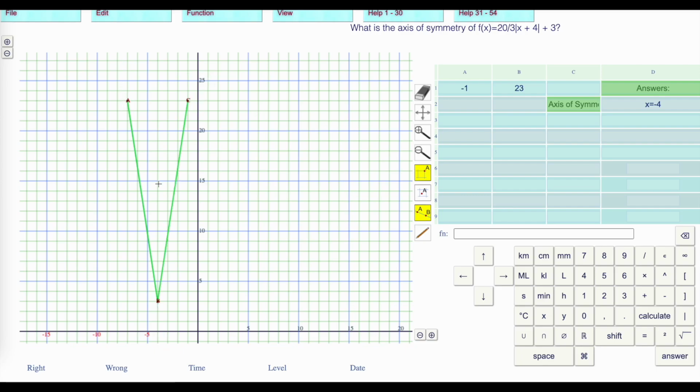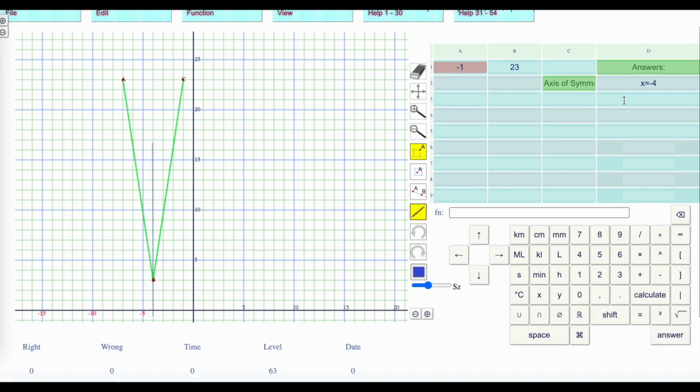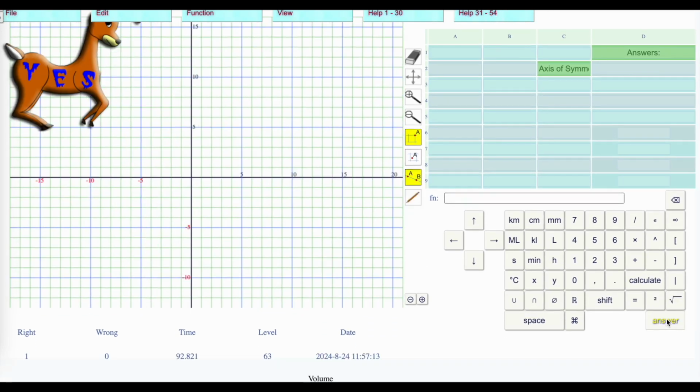And they want to know the axis of symmetry. Well, the axis of symmetry is here, right? This is the axis of symmetry. It's this line right here. X is equal to negative 4, as we said. X is equal to h. And then we press answer to see if we're right.